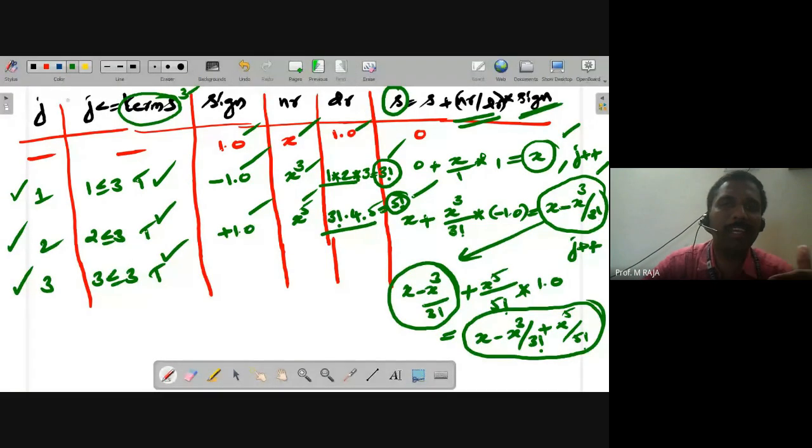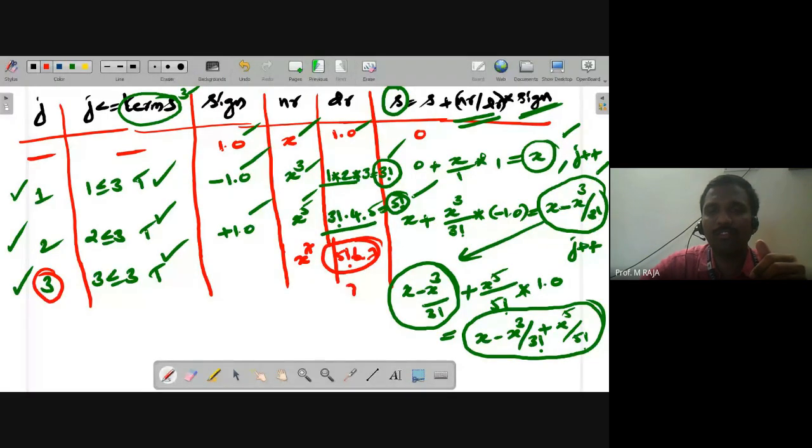Then numerator, denominator, sign get updated for the next stage evaluation. So the numerator is x power 7, and for the denominator, 2j into 2j plus 1: j is 3, 2j is 6, 2j plus 1 is 7. So this is just 7 factorial to be used for the next stage calculation, and the sign is negated, sign becomes minus 1.0. Then j plus plus, what happens?